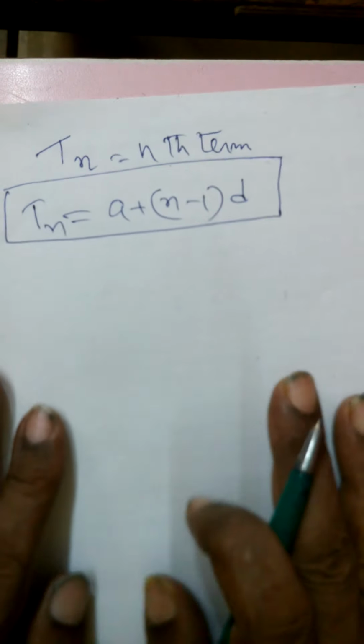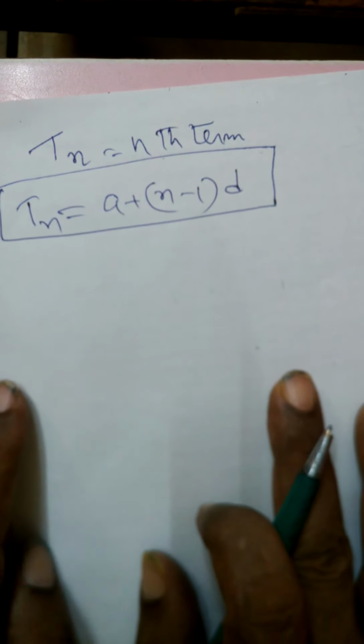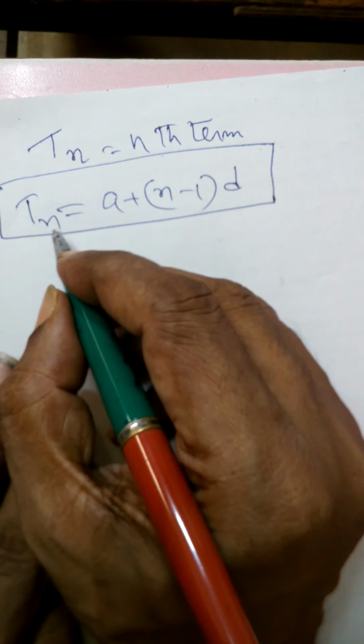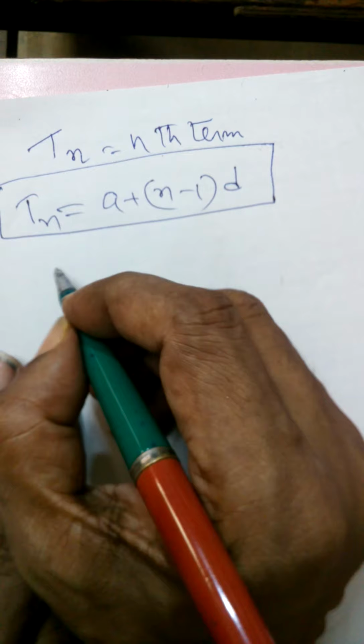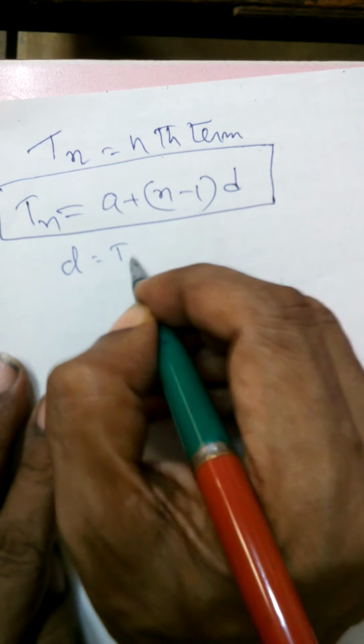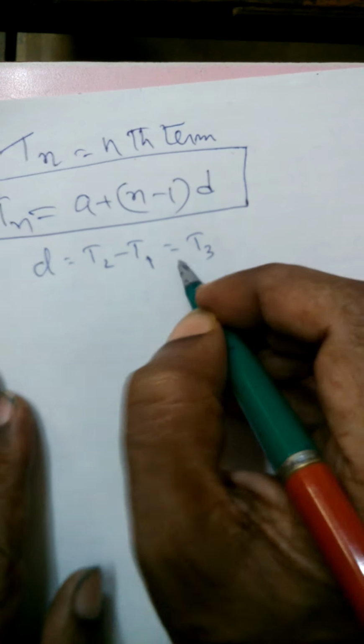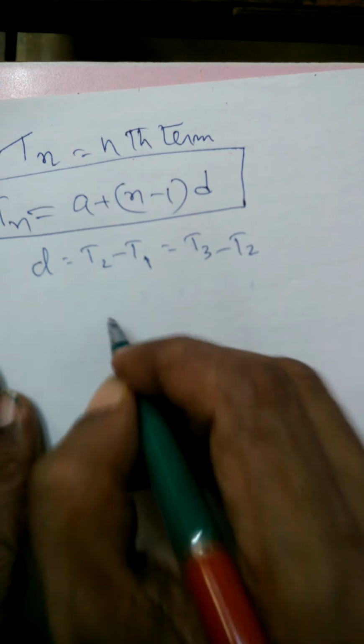Now this term we have. Now what is the idea? n means the number of the term which we want to know, a means the first term, and d is the difference, that is second term minus first term, that will be the difference. The same difference will be third term minus second term.